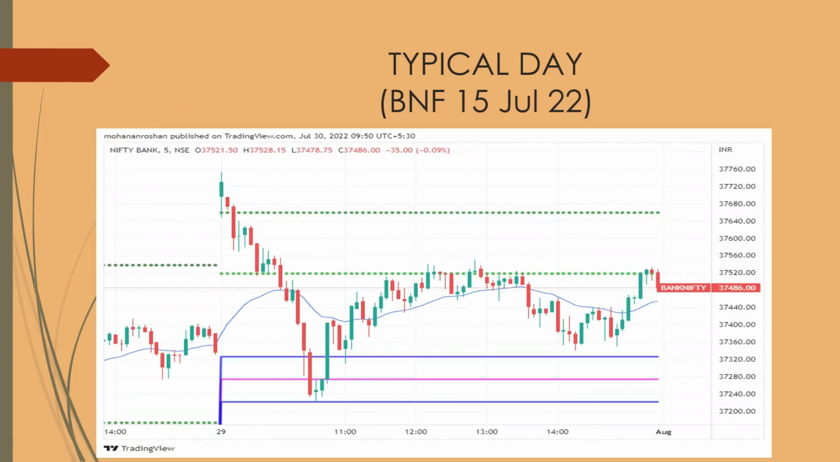This is an example of a typical day. Market opened here and fell almost 500 points till the CPR. From here it got reversed and traded within this range the whole day. Just remember that on a typical day the initial movement within 1 hour will be very wide.